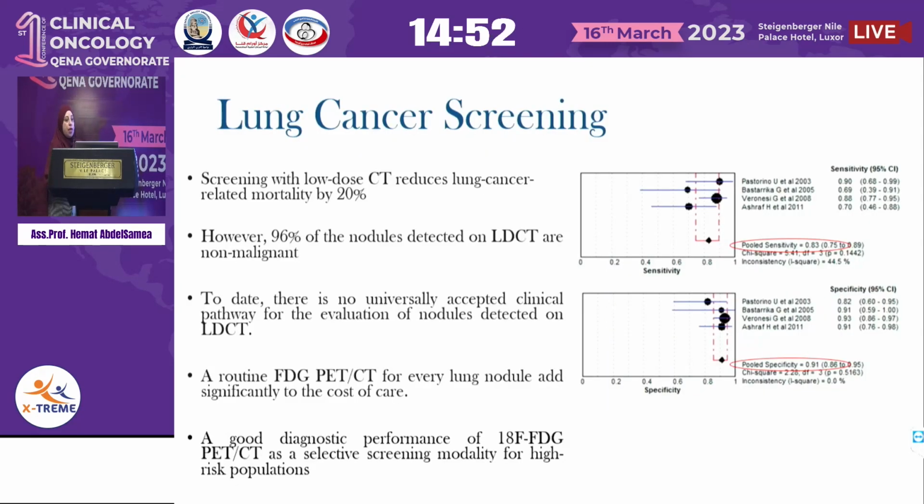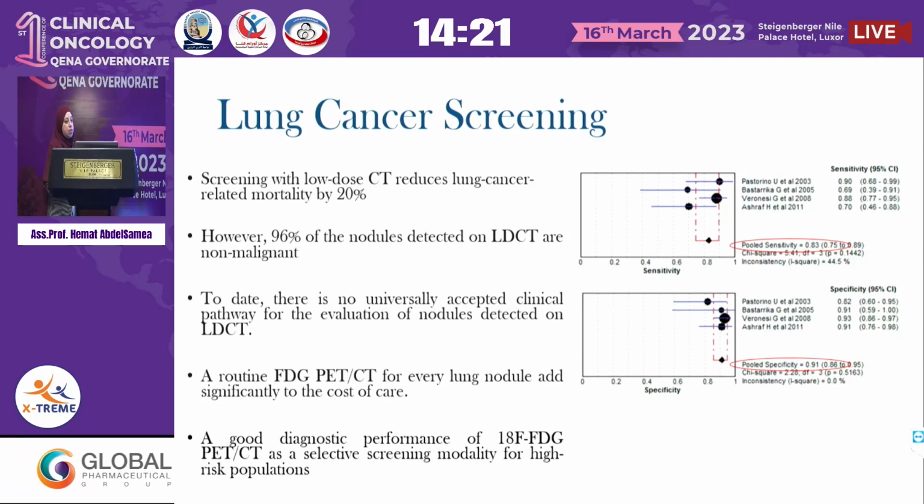For screening of lung cancer, low-dose CT is the usually used method for screening. It reduces lung cancer-related mortality by 20%. However, 96% of nodules detected on low-dose CT are benign. To date, there is no universally accepted clinical pathway for evaluation of nodules detected incidentally on low-dose CT during screening.